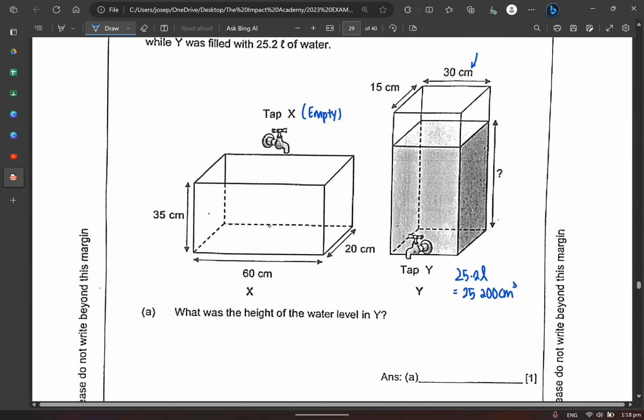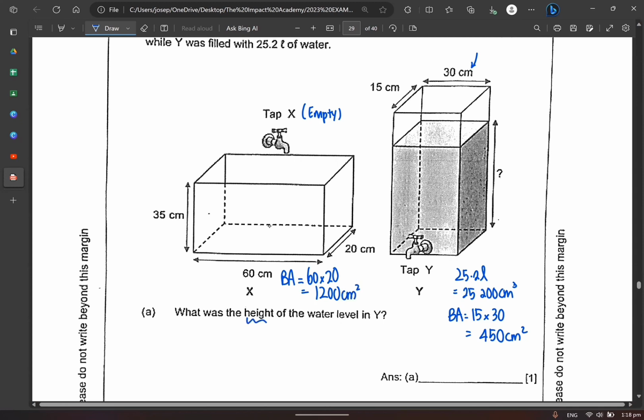Now, once this is done, you want to quickly write out your base area for this, which is 60 times 20. That gives you 1,200. The base area for this is simply 15 times 30. That gives you 450 centimeters square. This is a small centimeter square.